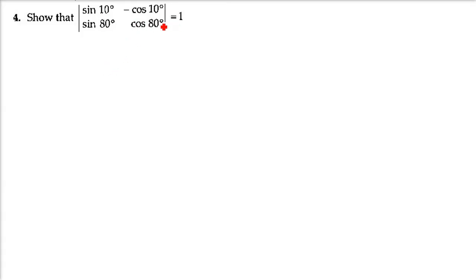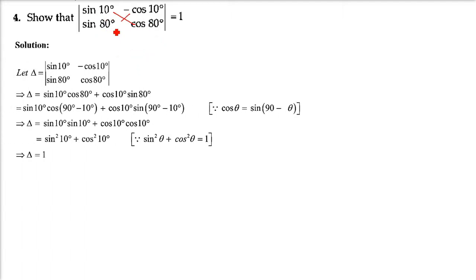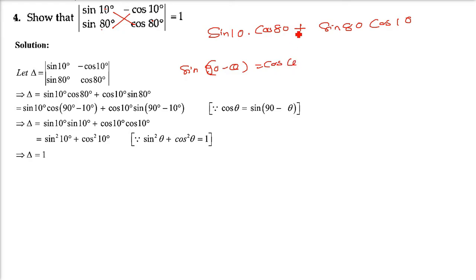Now show that this is equal to 1. We'll again apply that relationship, that cos theta is sin 90 minus theta, cos 90 minus theta is sin theta, and sin square theta plus cos square theta equals 1. So we are cross multiplying: sin 10 into cos 80 minus sin 80 into cos 10. Because it is minus, we'll make minus minus as plus. Now you see here, sin 90 minus theta is cos theta. We just did that question. And cos 90 minus theta is sin theta.